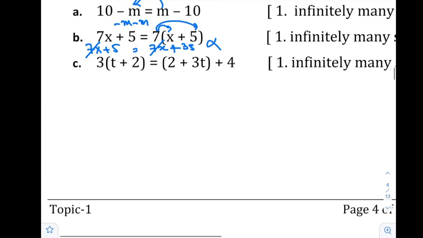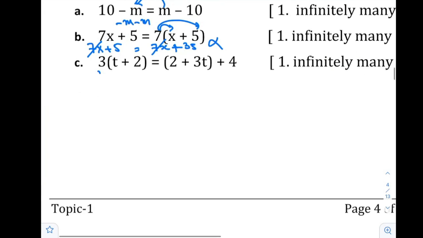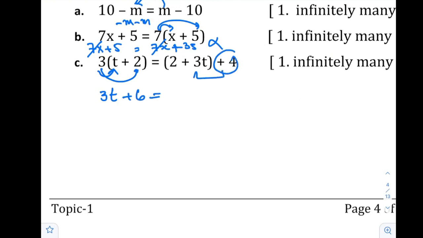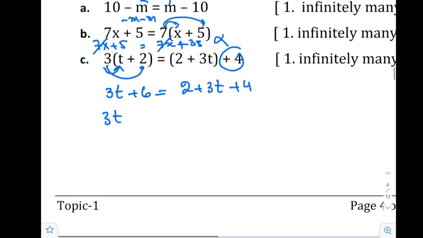The last exercise, you need to be a little bit careful. When you distribute, it's 3t, 3 times 2 is 6. This 4 has nothing to do with that. It is added to the bracket, it's not distributed. So you will put the bracket as it is and add the 4. Remember, it's not multiplication. Now, it will be 3t plus 6, and you have 2 plus 4, which is 6, plus 3t. Are they the same? They are exactly the same. They are identical. Right? We have 6 plus 3t, but everyone knows that there is a commutative property.